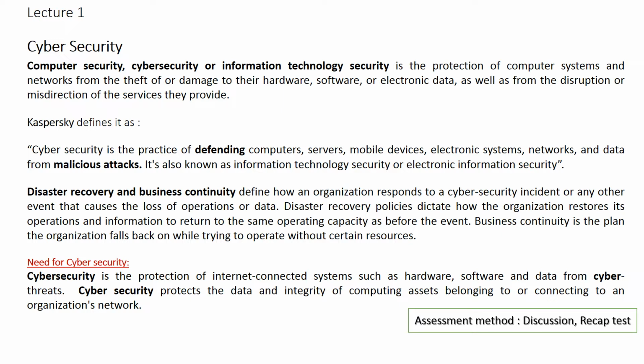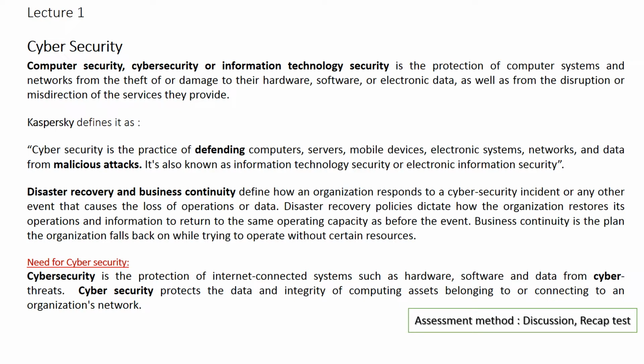So it's just the protection of your computer systems and networks from theft. Theft is someone robbing and stealing away your data, personal information, anything, or they can even cause some kind of damage to it so that it is not being used by the user or the administrator themselves. So this particularly is termed as cyber security.